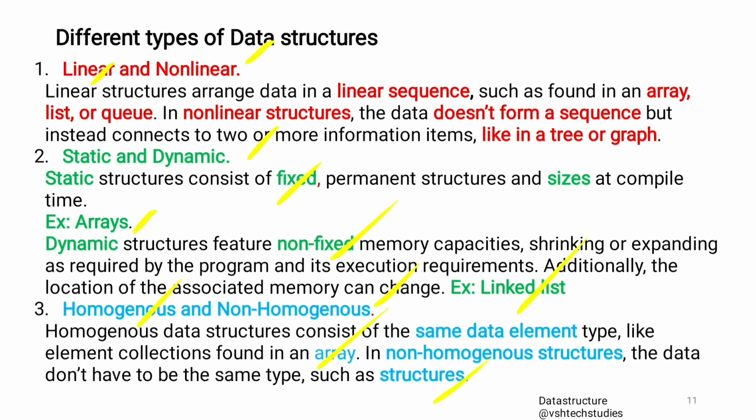In linear data structures, elements are stored in a linear sequence, and in non-linear ones, they are not stored in a linear sequence, like in tree or graph data structures. Arrays, linked lists, and queues are examples of linear data structures. So this is all about the different types of data structures. Next we shall see these one by one in detail.